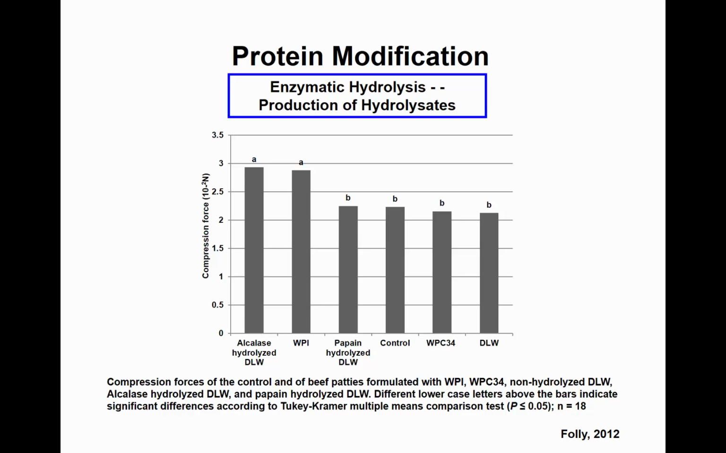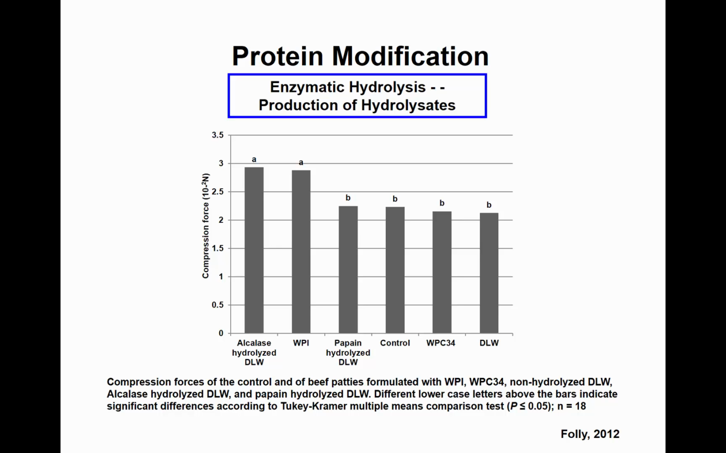He used these conditions to generate hydrolyzed products and applied it in a meat product. So he formulated meat patties and supplemented meat patties with the different controls. And this control here means has nothing. There's WPI or WPC, delactosed whey, and the hydrolyzed whey.